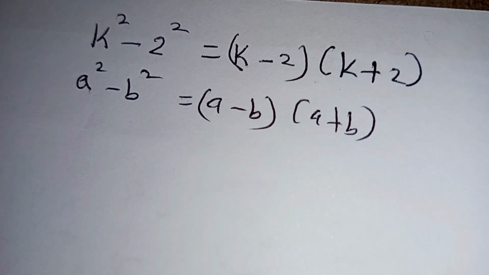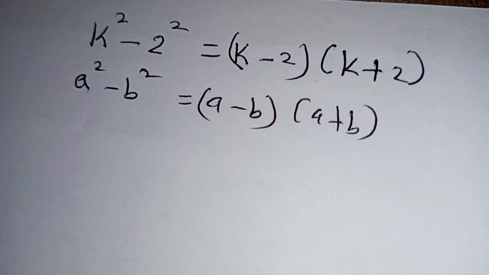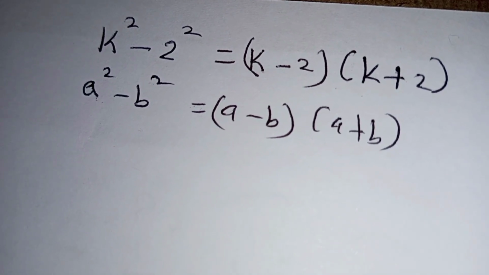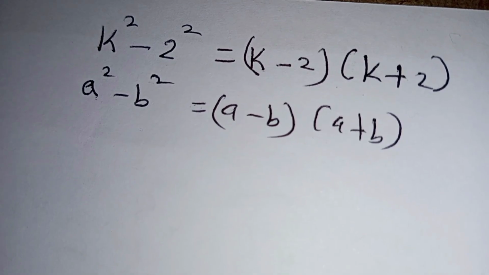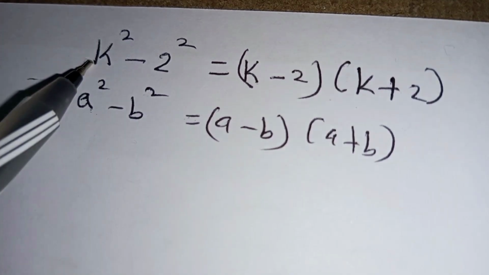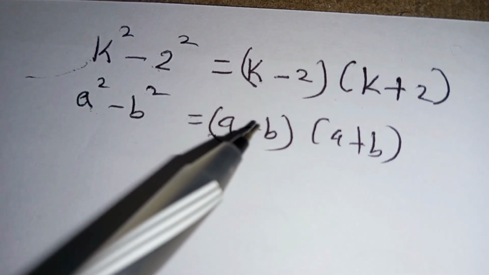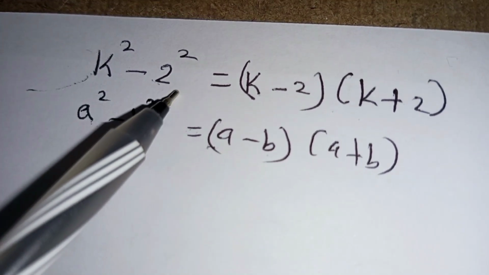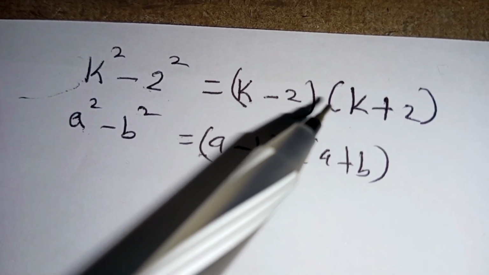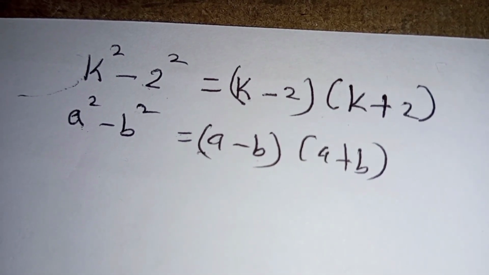k squared minus 2 squared is in the form of a squared minus b squared, or the difference of two squares, which is the same as bracket a minus b multiplied by bracket a plus b. In our case, our k is the same as a, and our 2 is the same as b. So k squared minus 2 squared is the same as bracket k minus 2, close the bracket, bracket k plus 2, close the bracket.